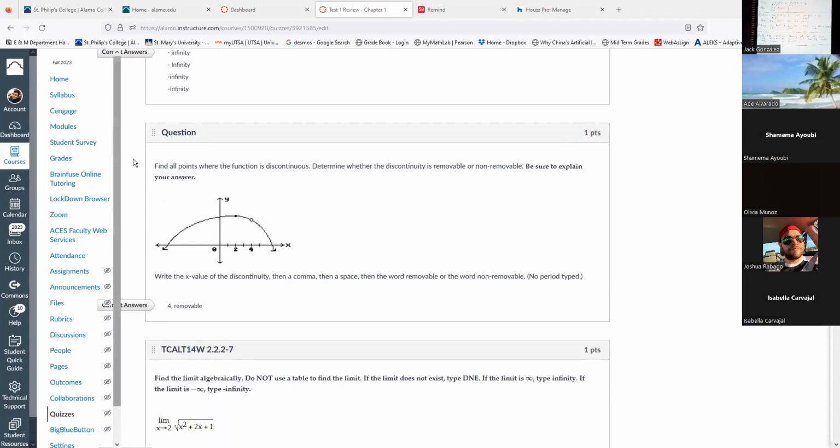Number 5. Find all the points that are discontinuous. Determine with explanation. Okay.